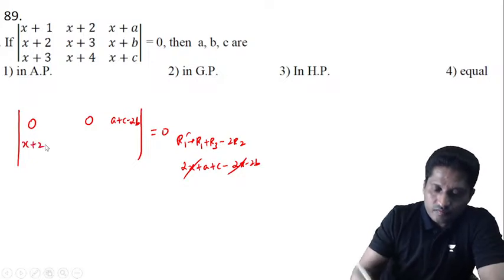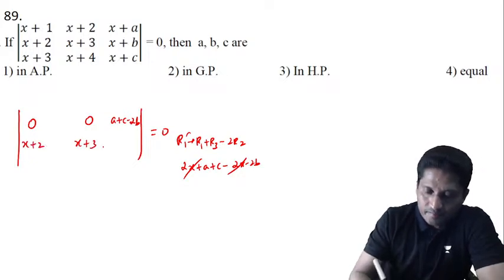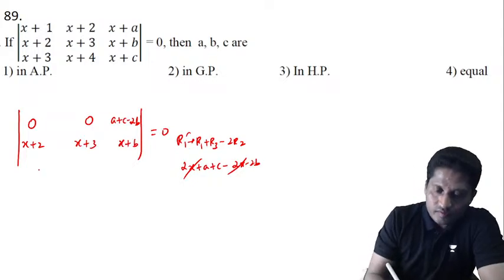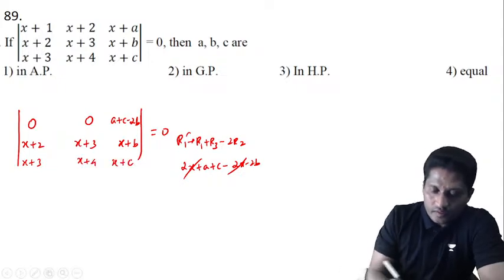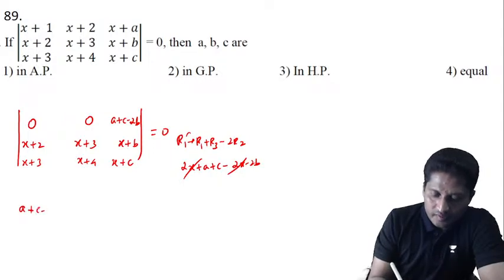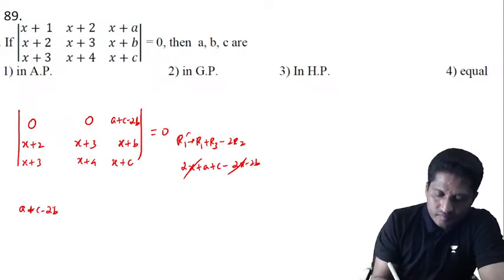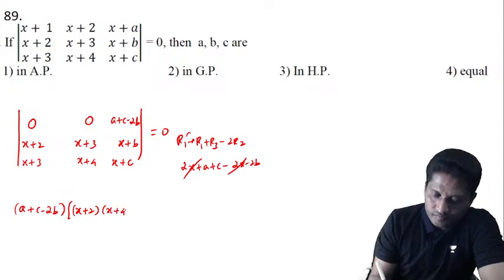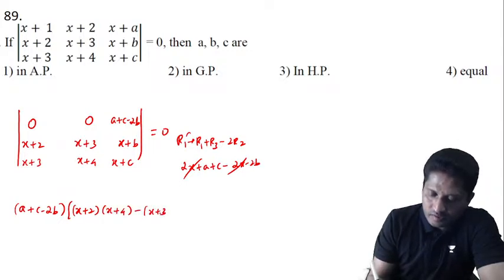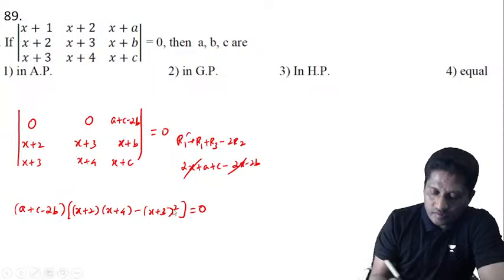This is x plus 2, x plus 3, x plus 4, x plus 3, x plus 4, x plus c. So a plus c minus 2b, a plus c minus 2b. Delete first row last column. You get x plus 2 into x plus 4 minus x plus 3 the whole square is equal to 0.